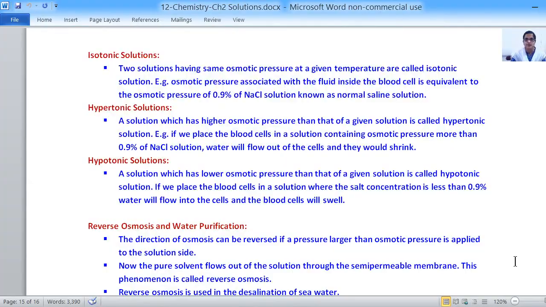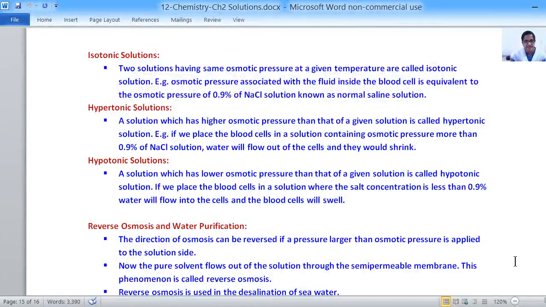Okay, next we move on to hypertonic solution. A hypertonic solution means a solution having higher osmotic pressure than that of a given solution. So here the osmotic pressure of the solution will be higher. Hyper means higher, so such a solution we call a hypertonic solution. The example should be studied carefully.